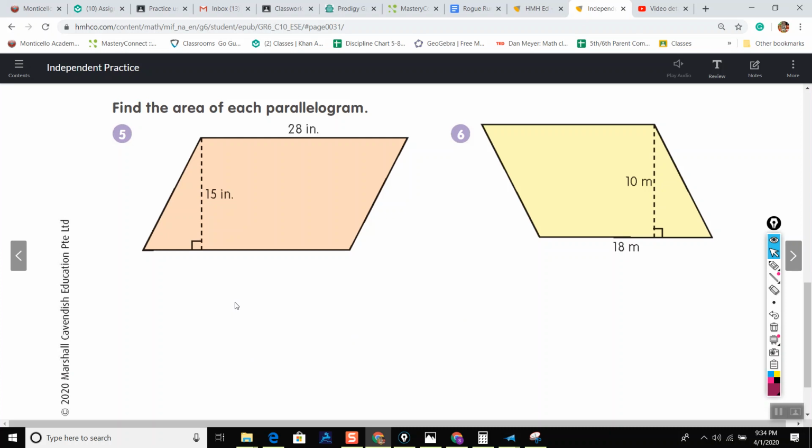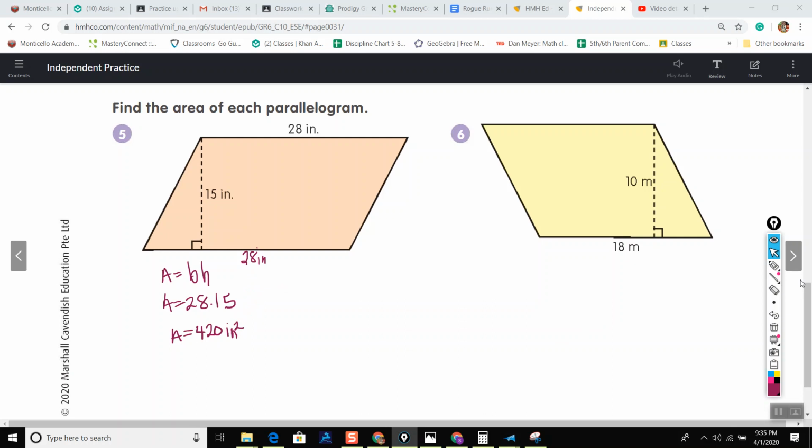Okay, so let's go ahead and find the area of this. If I can get my pen working here, okay. So we're looking for the area of this parallelogram. So area is equal to base multiplied by the height. Well, now, although this is up top here, opposite sides are equal, so this is also 28 inches right here. So here's my base and here's my height, right? Perpendicular to each other. So area is equal to 28 multiplied by 15. Area is 420 inches squared. Okay?